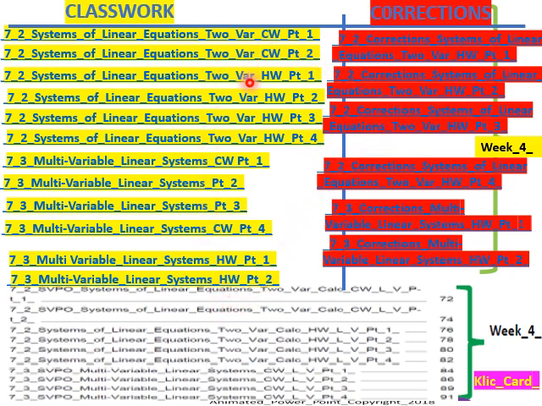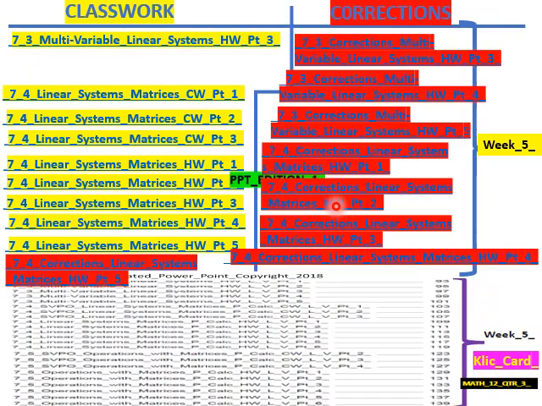And then these all have voiceover, animated PowerPoint voiceovers to explain what's going on. And then you do your work, students, and then you check your work with these over here. Week 4, and then week 5, we go into finish 7.3 homework, and then we go into 7.4, and then your homework down here. Here are your corrections here.